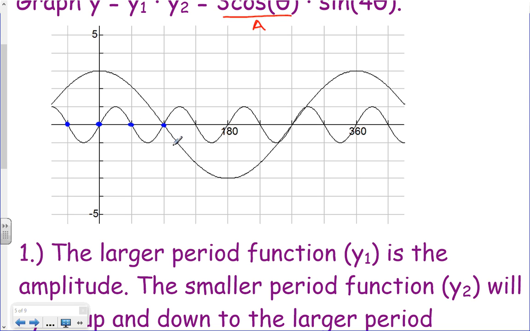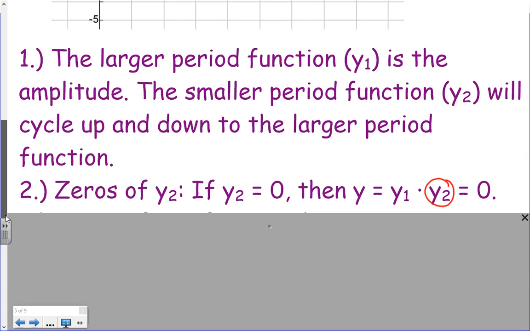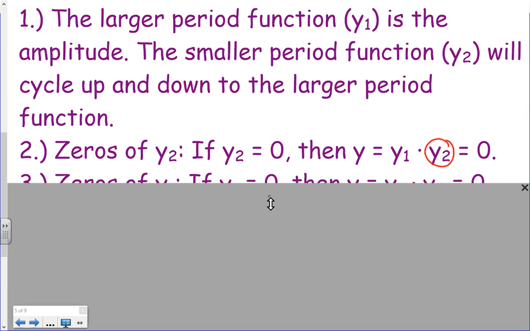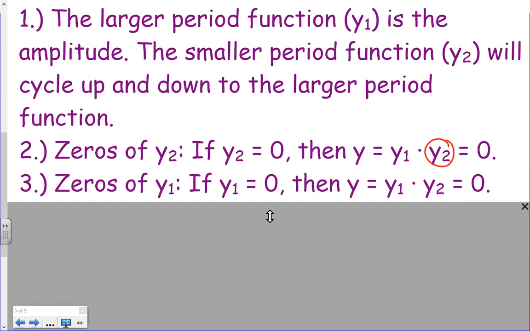You'll notice that instead of oscillating back and forth around the larger period function like we saw in the previous one, we're going to be oscillating back and forth around the x-axis. Because the sinusoidal axis in this case, there is no c value out front, it's 0. We're going to oscillate back and forth around 0. All right. Now it could be the case that you've also covered all the zeros for y1, but you should always double check that, so that's why this step is in here.